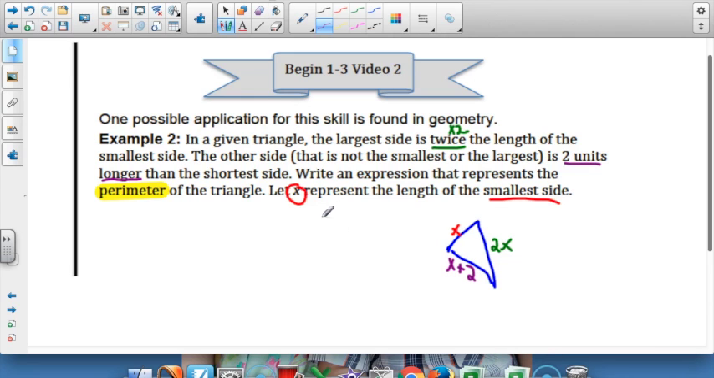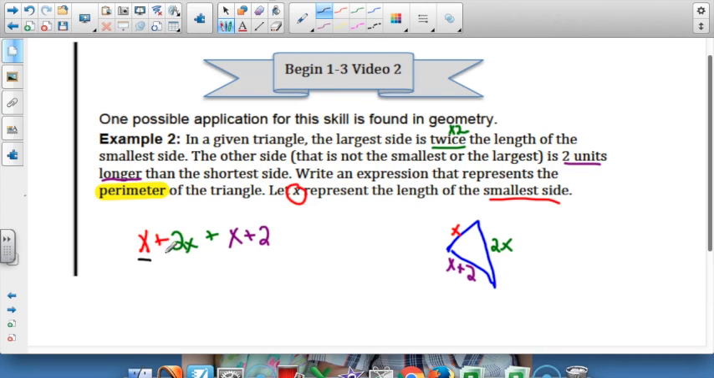All right, now I'm ready to actually write the expression for the perimeter. To write the expression for a perimeter, we add around the outside. So I'm going to have x plus, my next side is 2x, plus, my next side is x plus 2. All I'm doing is adding small side, big side, medium side. And now I'm going to combine those like terms, just like we did previously.